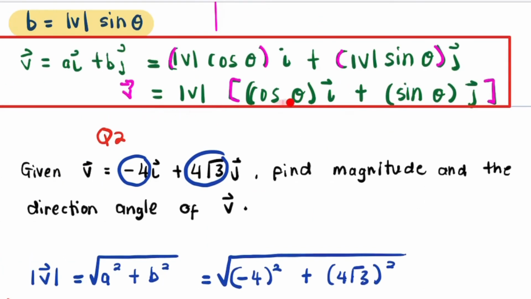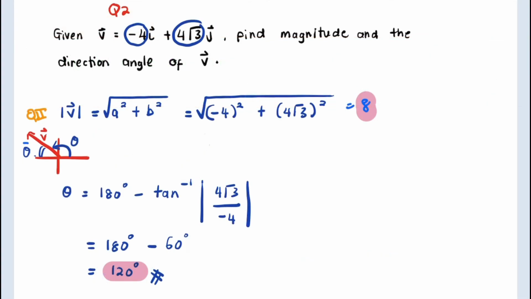Since we know this equation here, let us try to find out this vector V. Given this V in terms of Ai plus Bj, which is minus 4i plus 4 sec 3 j, the question is, find the magnitude and the direction angle of V. So first of all, let us find the magnitude. The formula is the square root of A squared plus B squared. Our A is minus 4, our B is 4 sec 3. Square them, add them up, and then square root, and this is equal to 8.